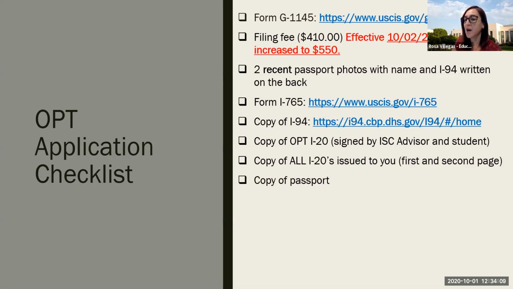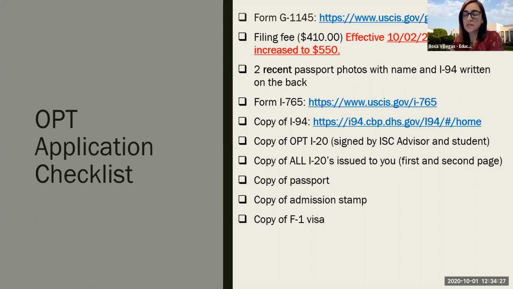You're going to need a copy of your passport. Make sure your passport is valid. Copy of the admission stamp. This is the stamp that you receive at the airport when you enter the US. So it'll be on one of the pages of your passport.